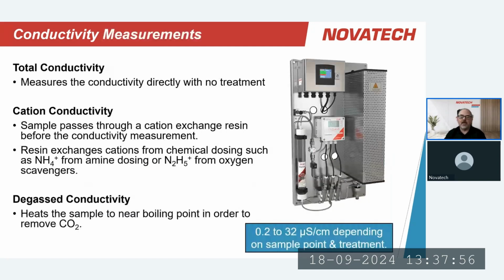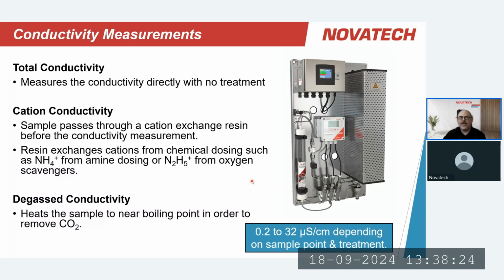Okay, so the 3 measurements that we talked about a moment ago. Total conductivity, direct measurement of the water as is, untreated, no change. The next one, and probably the most popular that you will see in boiler water measurements, is acid or cation conductivity measurement. And in that case, what we're doing is we're passing the water sample through a cation exchange resin.